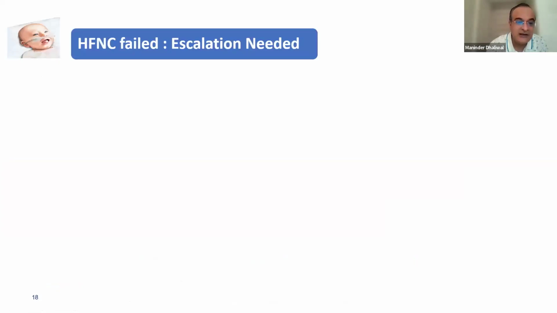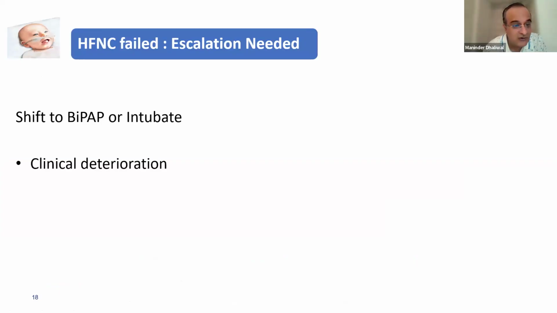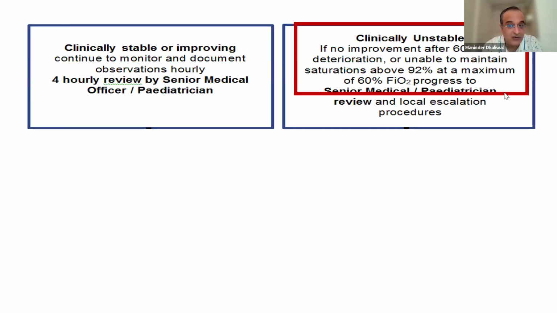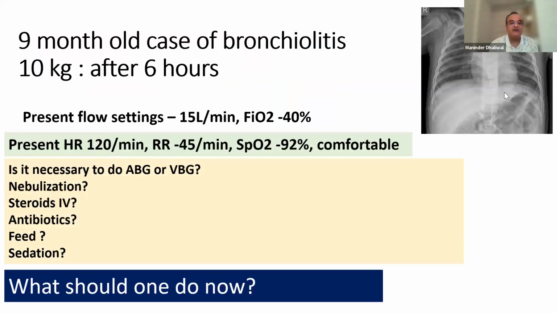So how do you define that the HFNC has failed? Then you definitely need to go for intubation or your BiPAP or CPAP. It can be clinical deterioration, that you can see the child is turning blue, or the work of breathing has increased despite your 2 liter per kg per minute, or the FiO2 is not coming below 60 despite your 2 liter per kg per minute. Then you might consider putting the child on CPAP or intubating. So this we have already discussed.